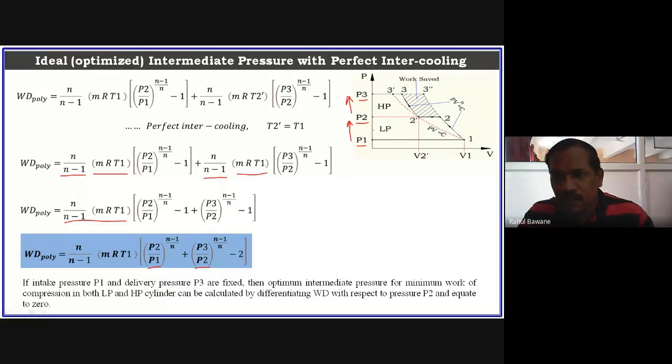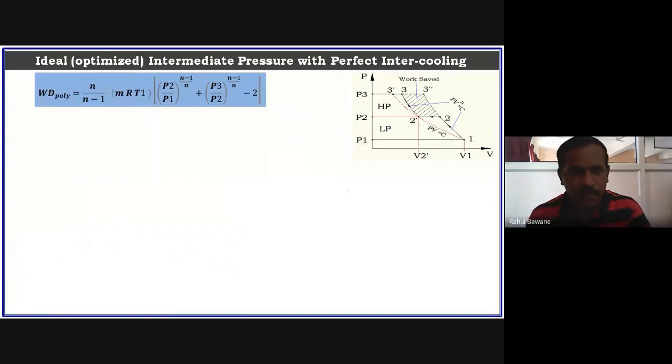If I reduce the work in LP, then I have to increase the work in HP. If I reduce the work in HP, then I have to increase the work in LP. So to provide minimum work in both stages, what is the optimum P2 value? That is called the optimum or ideal intermediate pressure. So now we will find out what the ideal pressure is.